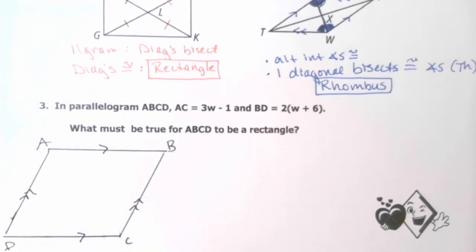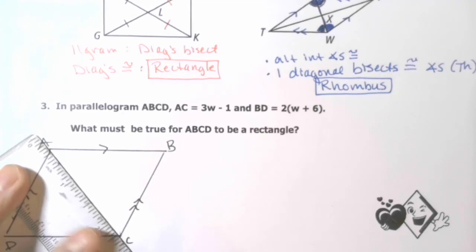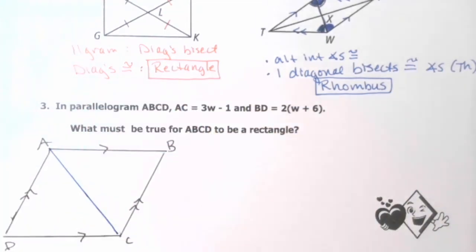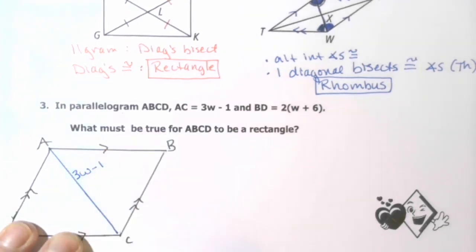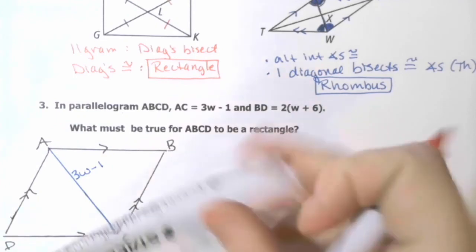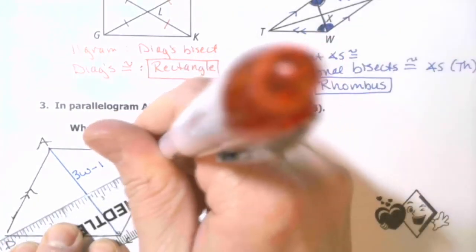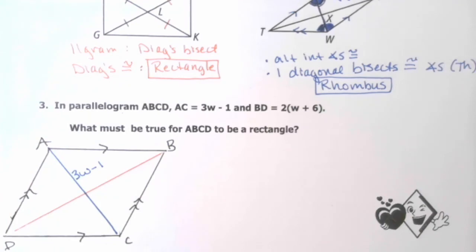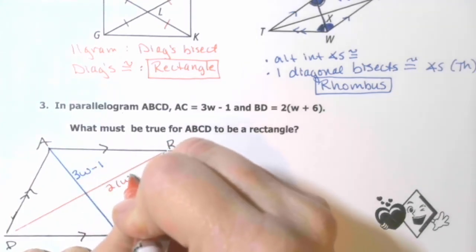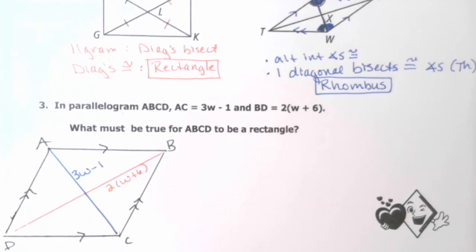And it says AC. Okay, we're talking a diagonal here. AC is 3W minus 1 in length. And then BD, which is the other diagonal, is 2 times W plus 6. It says, what must be true for ABCD to be a rectangle? So for this to be a rectangle, what needs to be true about what we know here?